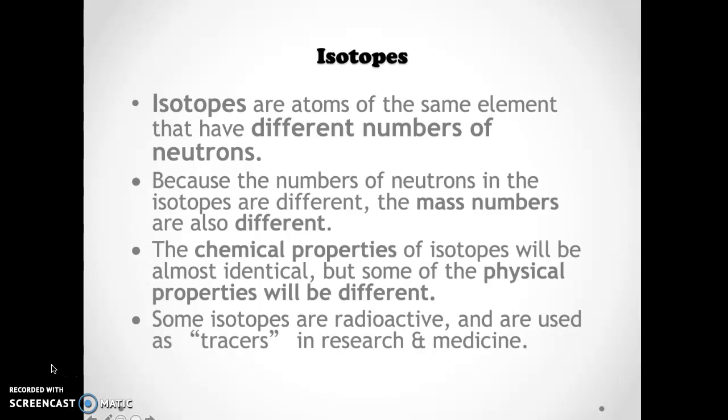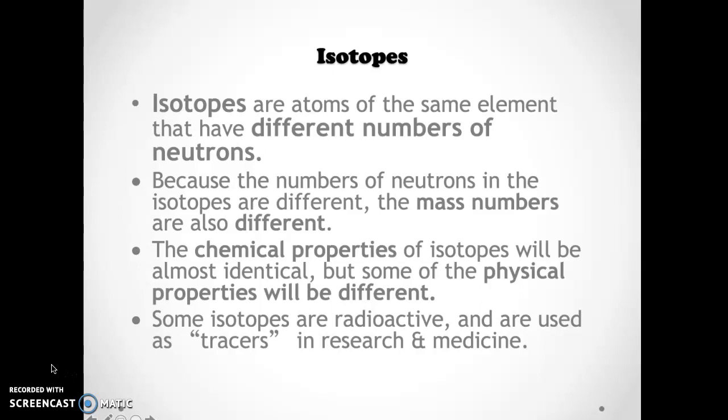If we change the number of neutrons, look at the second bullet point. Neutrons have mass, don't they? So when you change the number of neutrons, the mass number changes also. Now, the chemical properties of isotopes are pretty much identical, but some of the physical properties will be different. Changing the number of neutrons in the nucleus might make the nucleus a little bit more unstable, and that might lead to some radioactive particles being released by the nucleus, and they could decay. And so some isotopes are radioactive.